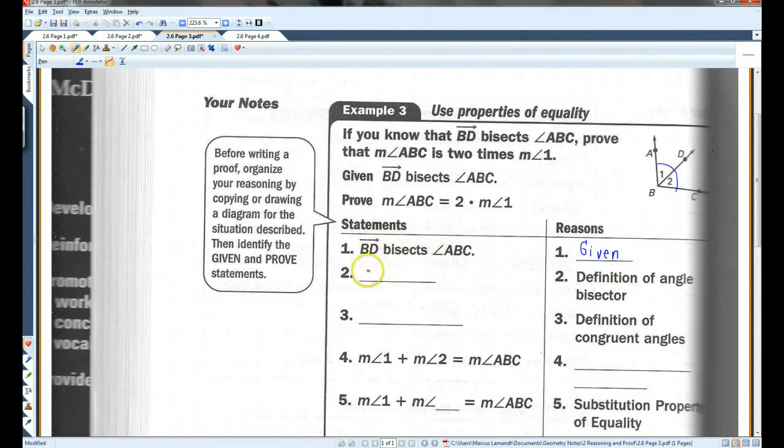Now, because it bisects, like I said, angle 1 is congruent to angle 2. That's the definition of an angle bisector. If it bisects the angle, it cuts it exactly in half. If they're congruent, that means they're equal in measure. That's the definition of congruent angles. We know that the measure of angle 1 plus the measure of angle 2, if you put these two angles together, you get the whole angle, angle ABC. That's the segment addition postulate.